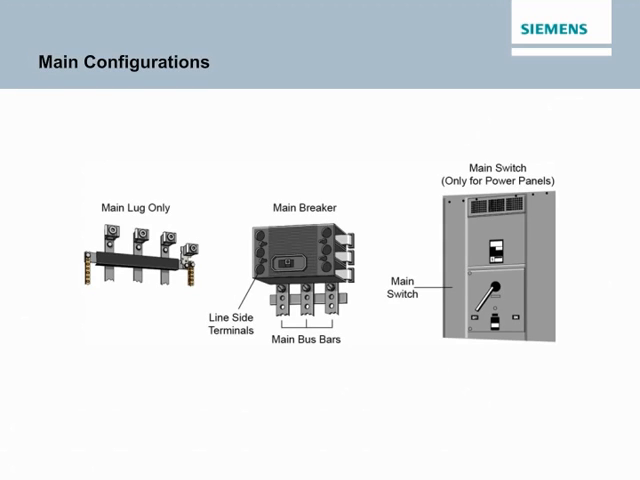There are three types of panel board main configurations: main lug only, main breaker, and main switch. In this context, the term switch refers to a fusible switch. All three of these configurations are available for power panels. Lighting panels are available with either a main lug only or a main breaker configuration.